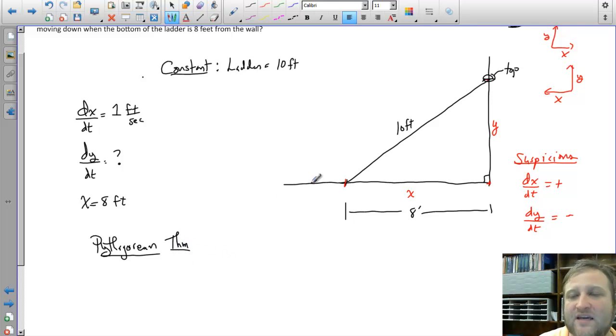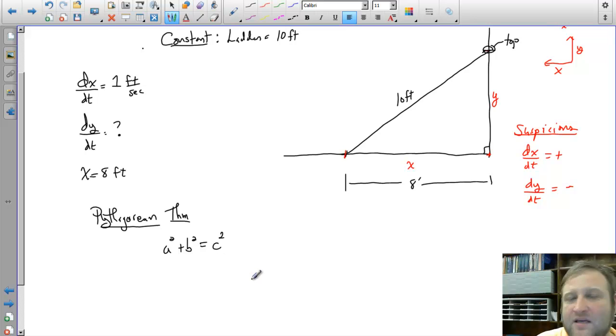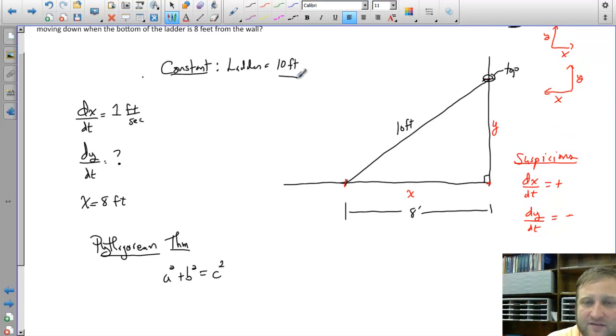And we can state that a squared plus b squared is equal to c squared. That's the Pythagorean theorem. It's the length of one side of the triangle squared plus the length of the other side squared is going to equal the length of the hypotenuse squared. So I like to plug in anything that I know to be constant. We are allowed to plug in, at this point, anything that is constant.